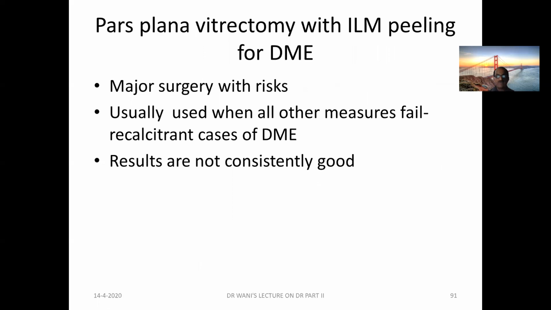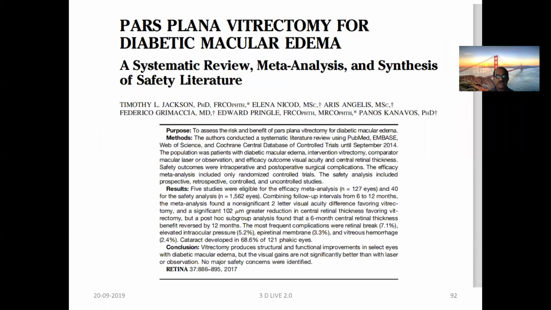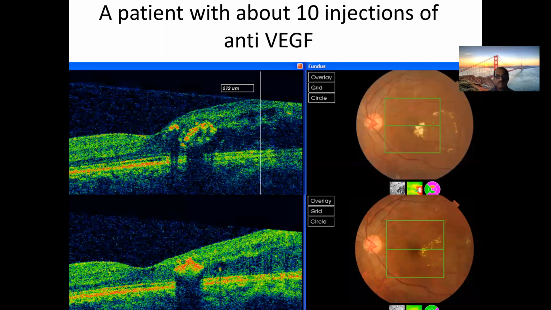Now, can we do pars plana vitrectomy with ILM peeling for DME? It's a major surgery with risks, and results are not consistent, so it is kept as a last resort when they are not responding to any treatment. This is a patient in Kuwait. You can see that over a period of 3 years he received about 10 injections, and he is doing much better than before, but they need a lot of injections.